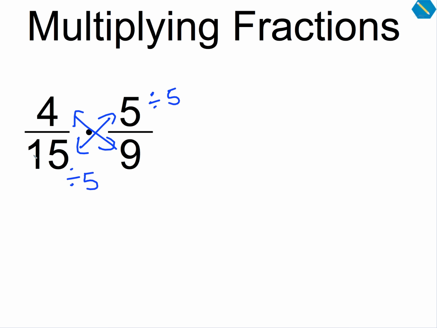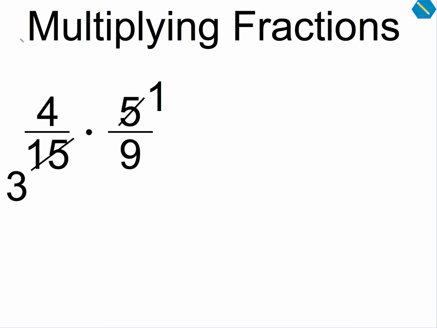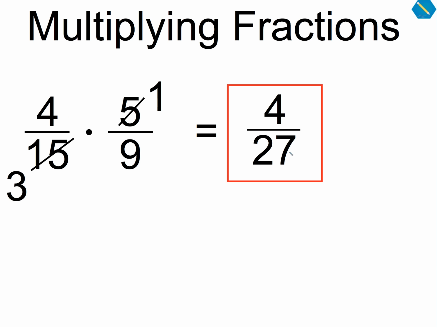So now I can simplify this first before I multiply. So 5 divided by 5 up here would simplify to 1, and 15 divided by 5 would simplify to 3, which would look like this. So now when I multiply, I'll multiply 4 times 1, which is 4, and I'll multiply 3 times 9, which is 27. I get the final answer right away. So I simplified first and then multiplied. It's completely up to you, whichever one you prefer.